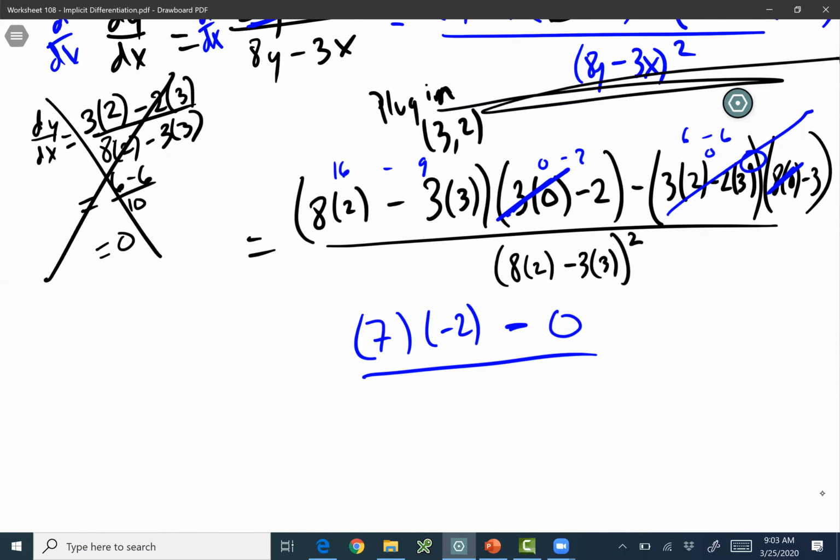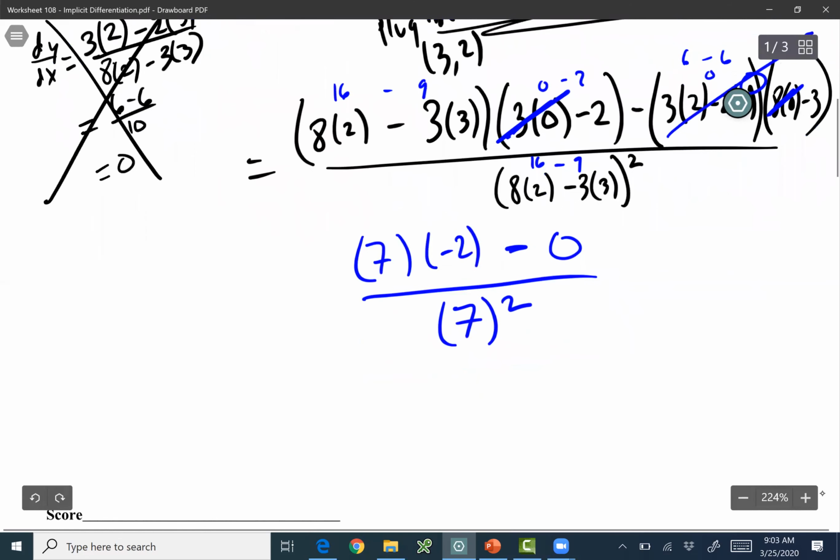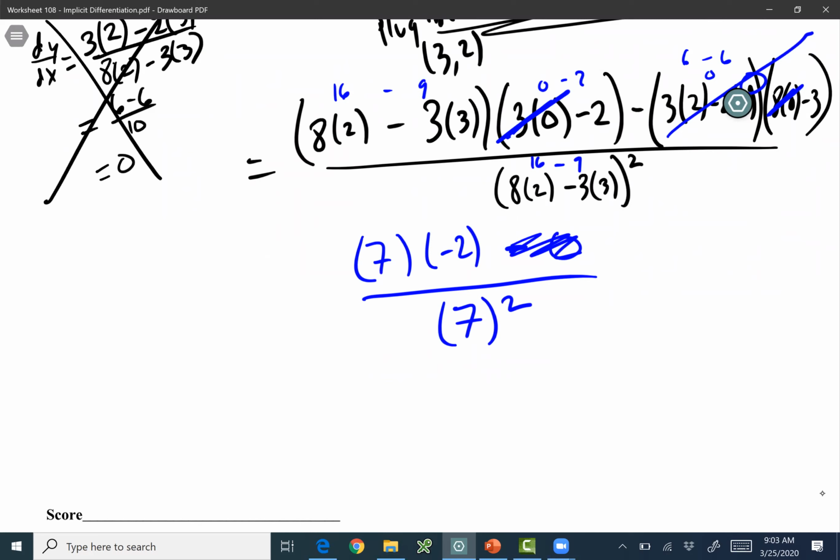And then the denominator, 8 times 2 is 16. Minus 9 again is 7. So all over 7 squared. You could cancel out the 7s, right? Because this 0 is kind of gone. So you could just make it negative 2 over 7 by canceling them out. Or you could just say it's negative 14 over 7 squared.